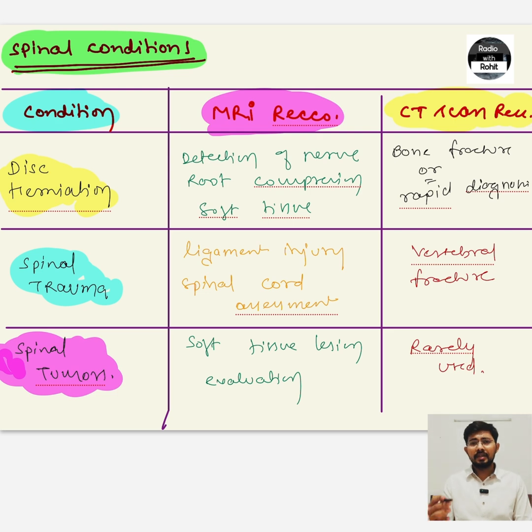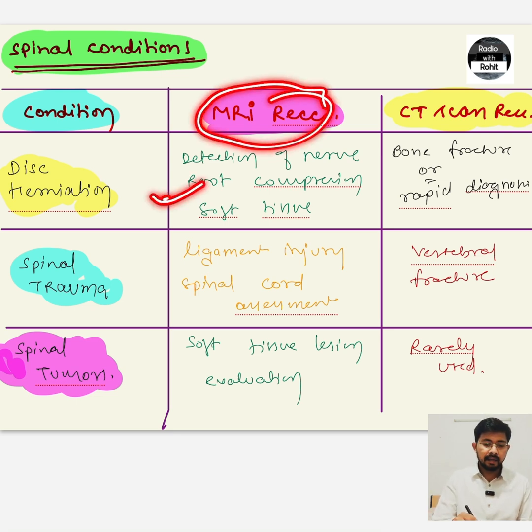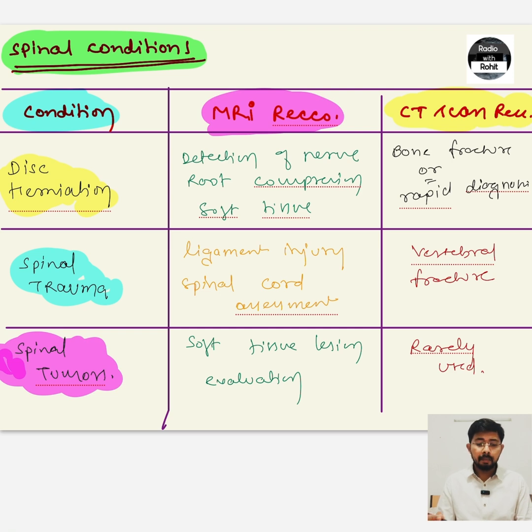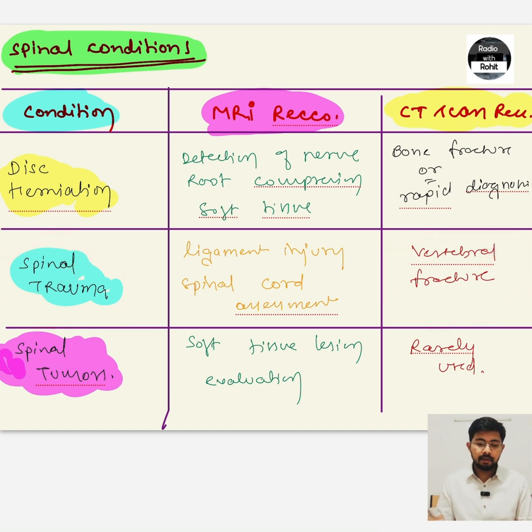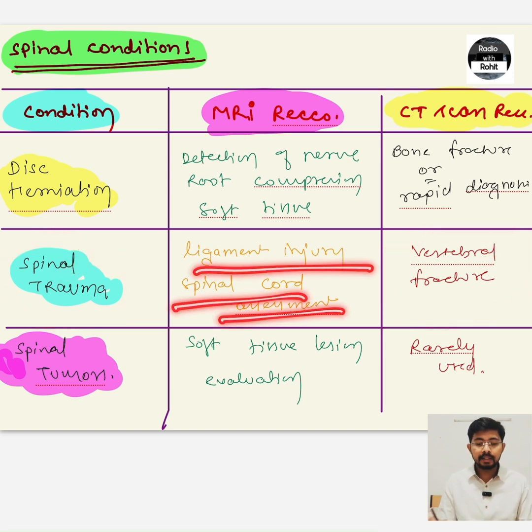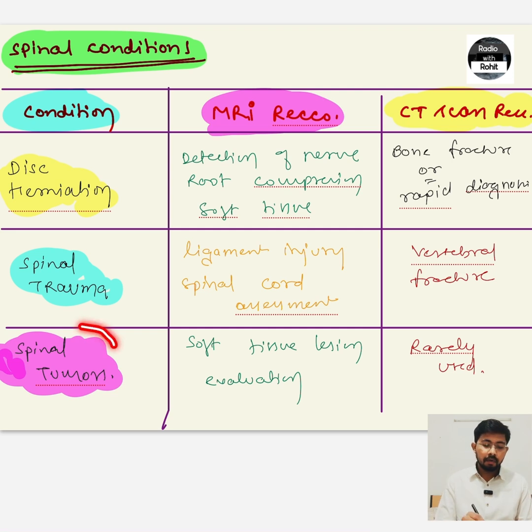In spinal conditions, CT has a limited role in detecting early fracture of the spinal cord or for rapid diagnosis. Rest, MRI has a role in disc herniation for the detection of nerve root compression and soft tissue involvement. In spinal trauma, for the vertebral fracture per se, we prefer the CT scan, while for ligament injury or spinal cord assessment, we have to prefer MRI. For spinal tumor, there is no role of the CT scan as such. The soft tissue lesion and evaluation of the spinal cord or spinal tumor will be better on the MRI.